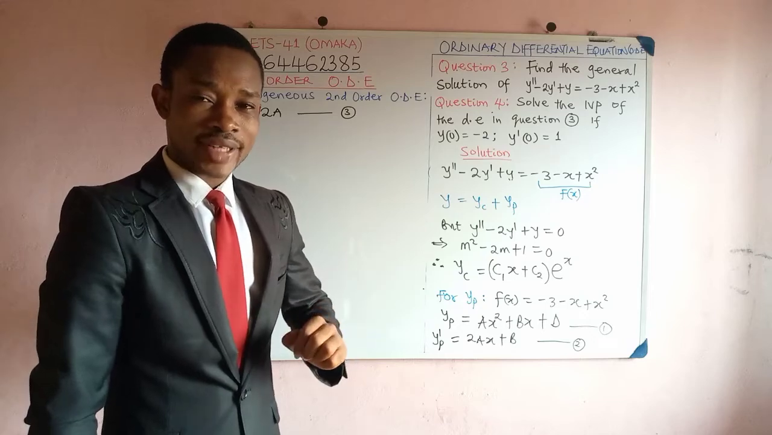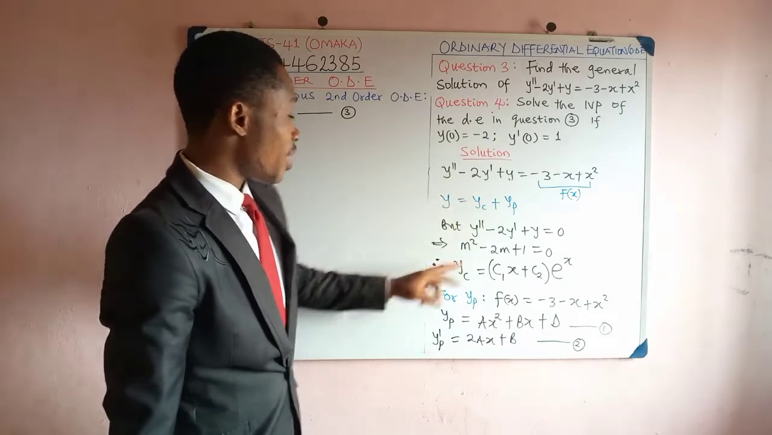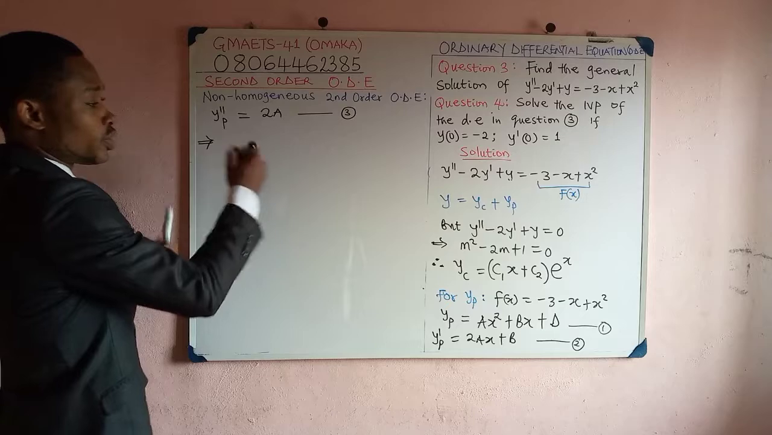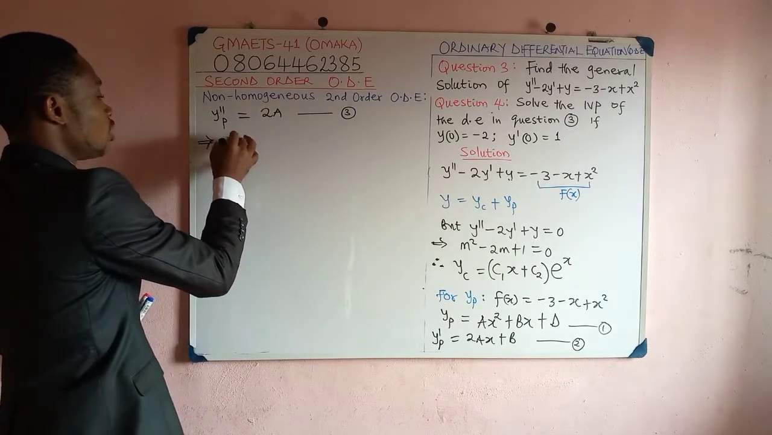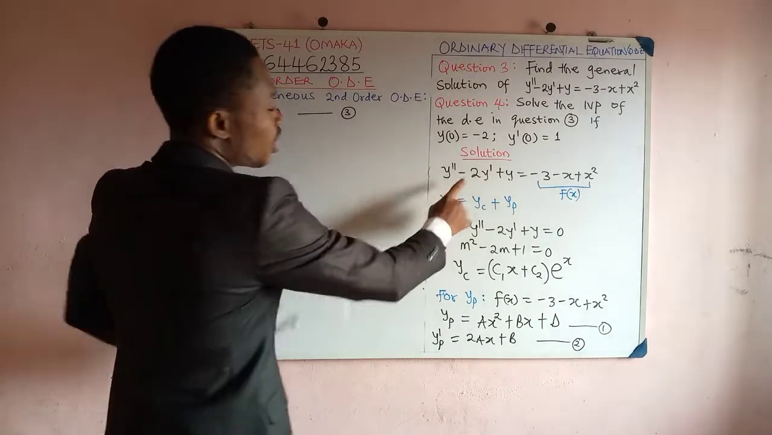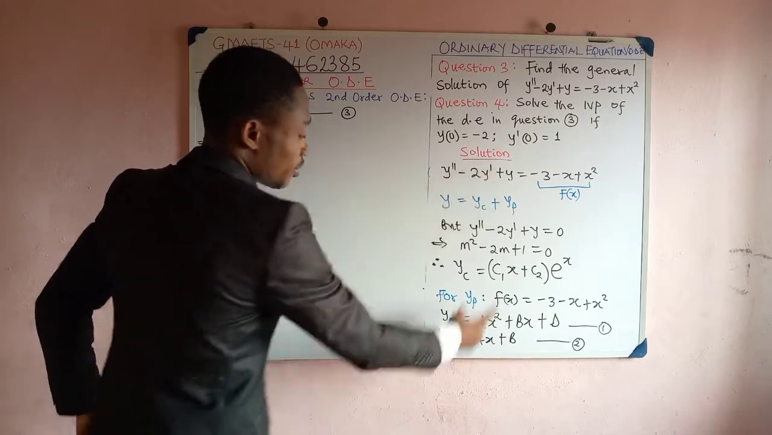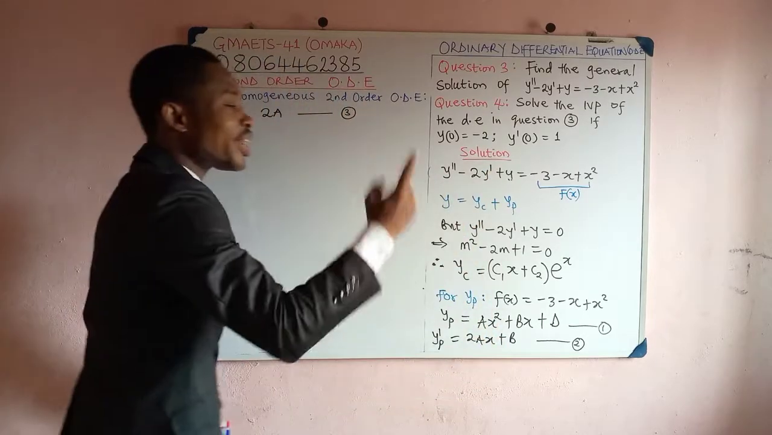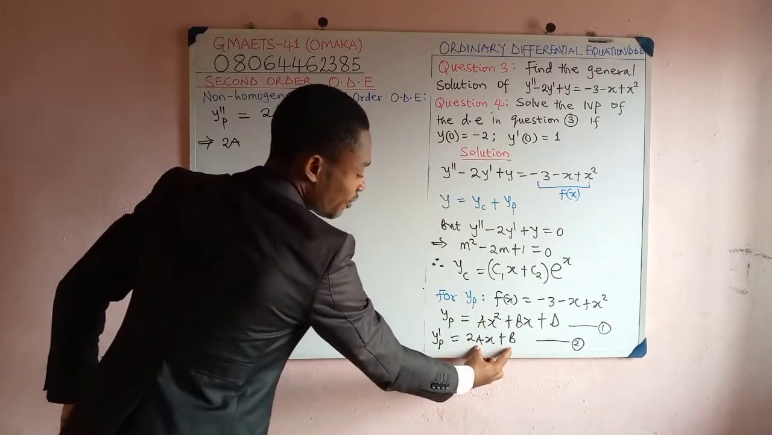How do we do that? Now watch. Y prime prime has the value of 2a. It's a simple term, so we can substitute it directly: 2a. Then this part is minus 2 times y prime. This is the value of y prime. So straight ahead, use minus 2 to multiply these values here.